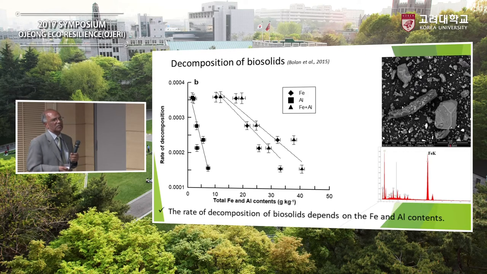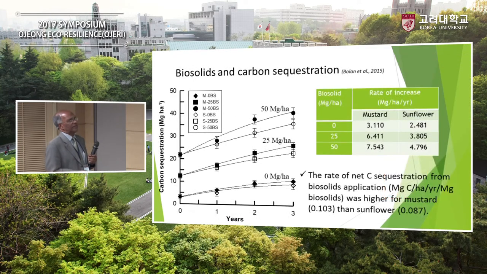So that is one of the SEM pictures. The biochar contains some iron which can retain the carbon. So we did some synchrotron studies, which I will show you later, on how iron can retain the carbon. So the rate of decomposition of biosolid depends on the iron and aluminum oxide. So then we look at the carbon storage.